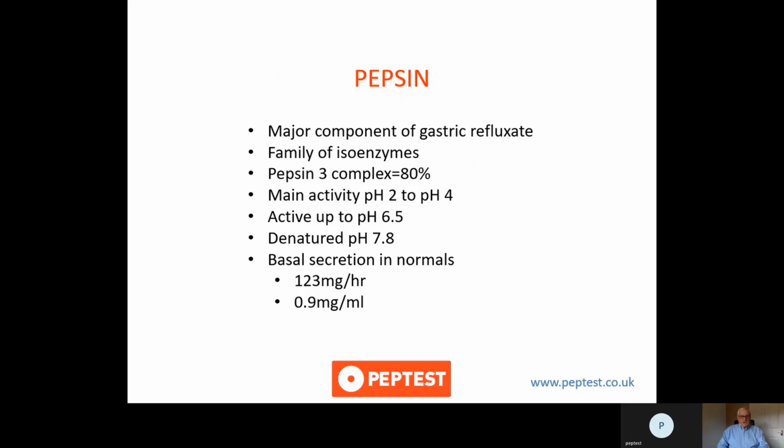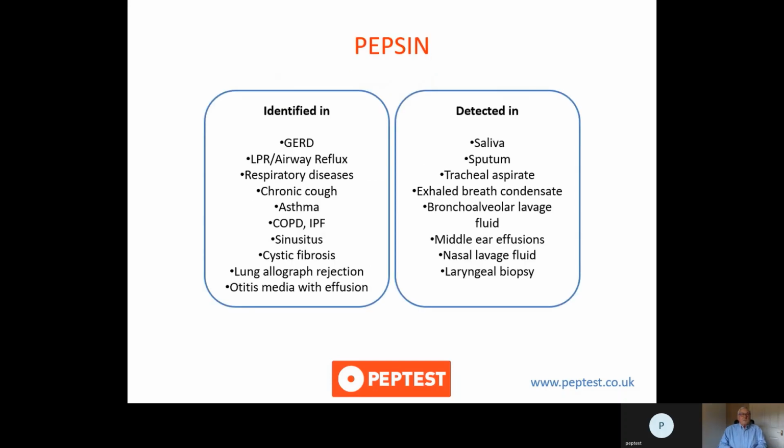There are quite high concentrations in mammalian species, obviously, which includes humans, and this concentration can be up to 1 milligram per ml found in the stomach. We've managed to identify pepsin itself in various gastrointestinal diseases, which I've listed here on the slide, including GERD and LPR, and respiratory diseases. It is reasonably common in chronic cough, asthma and COPD. And it's also quite common in otitis media with effusion.